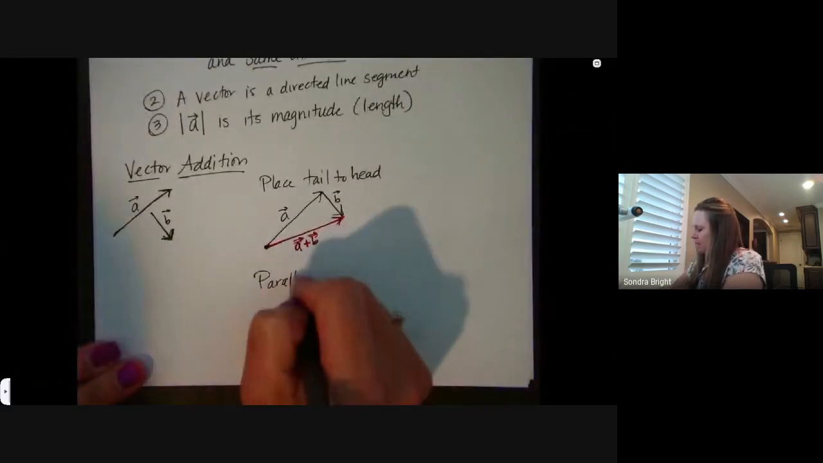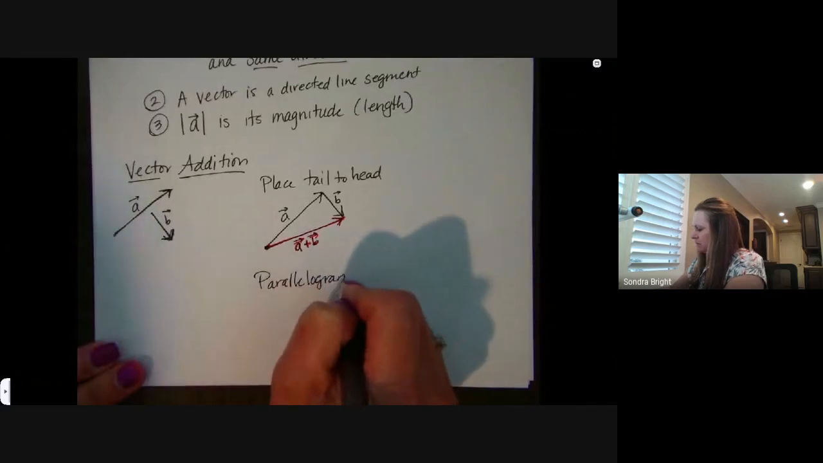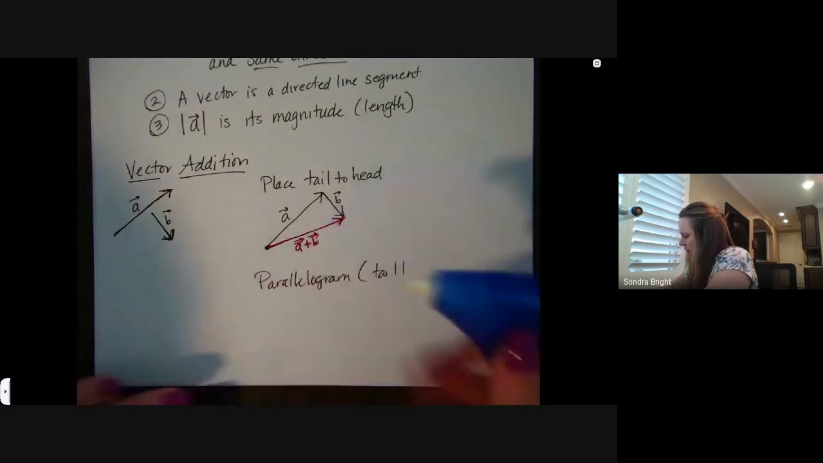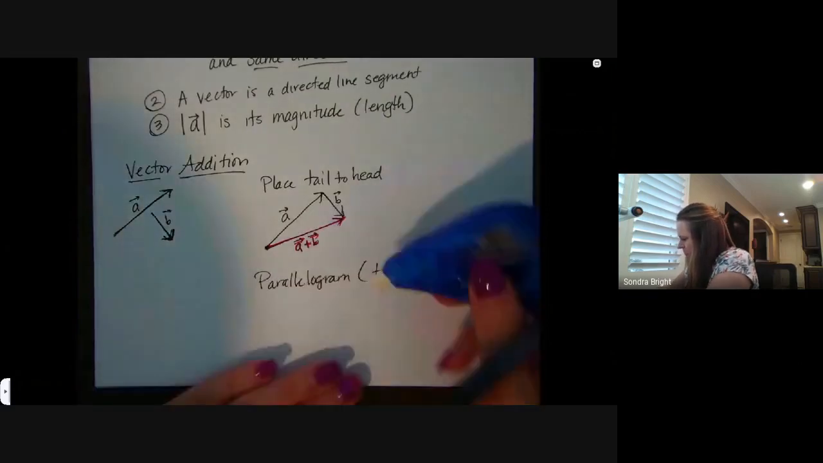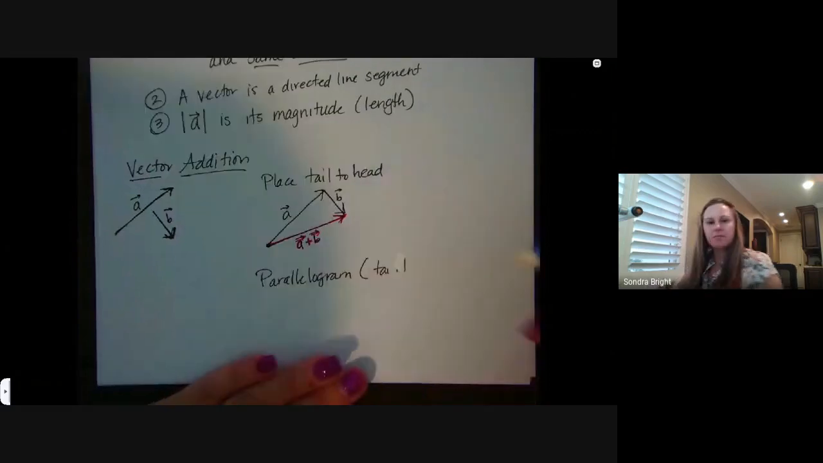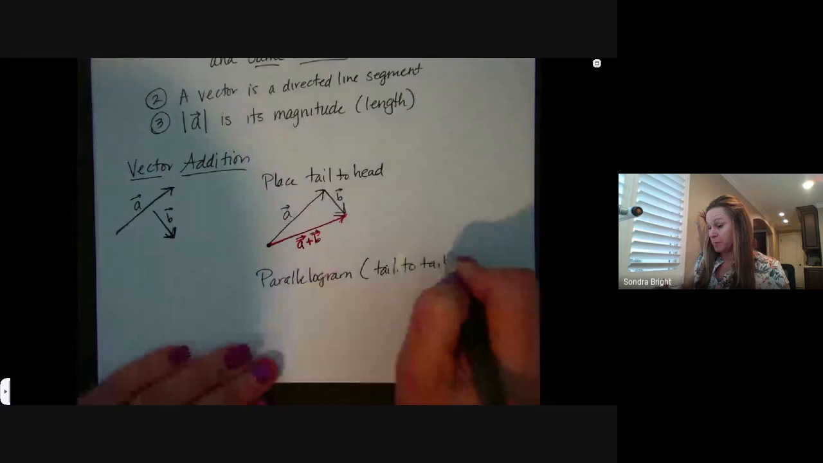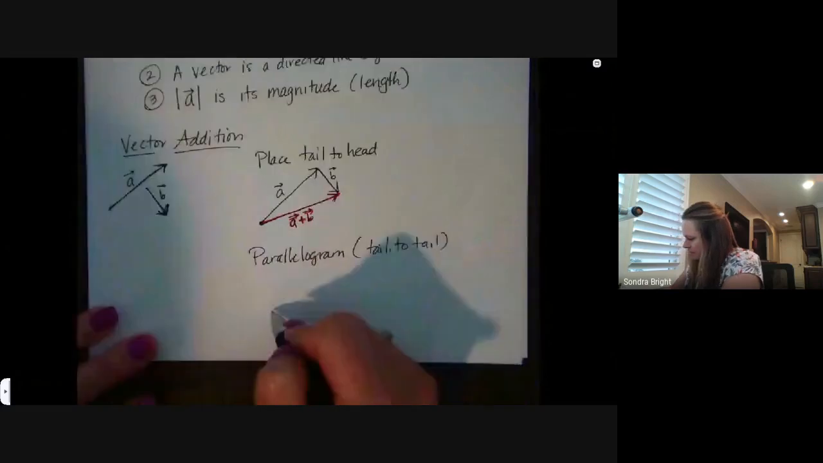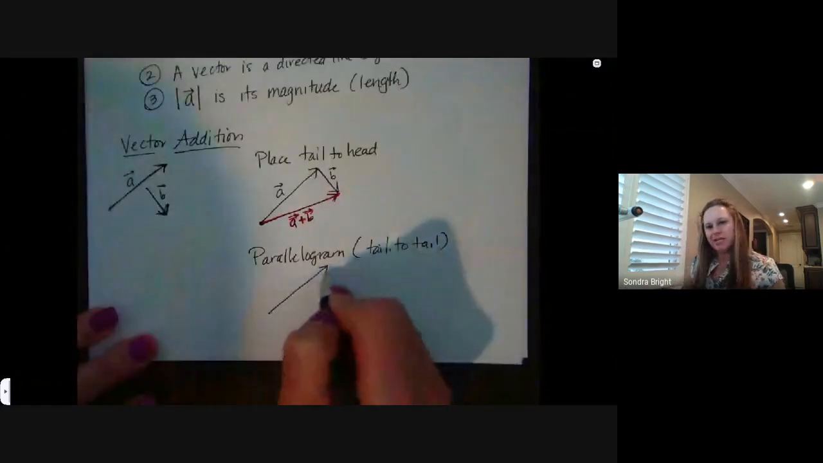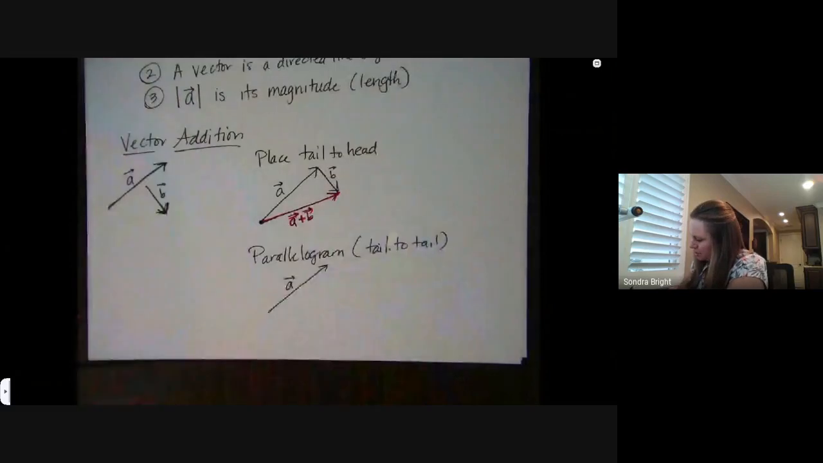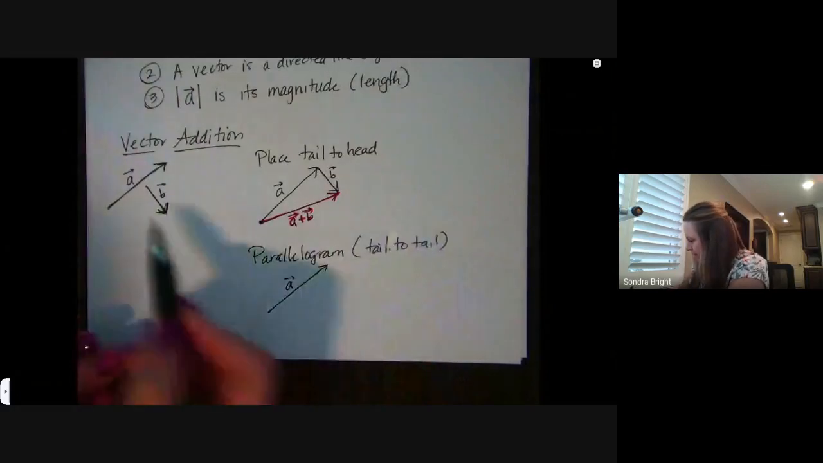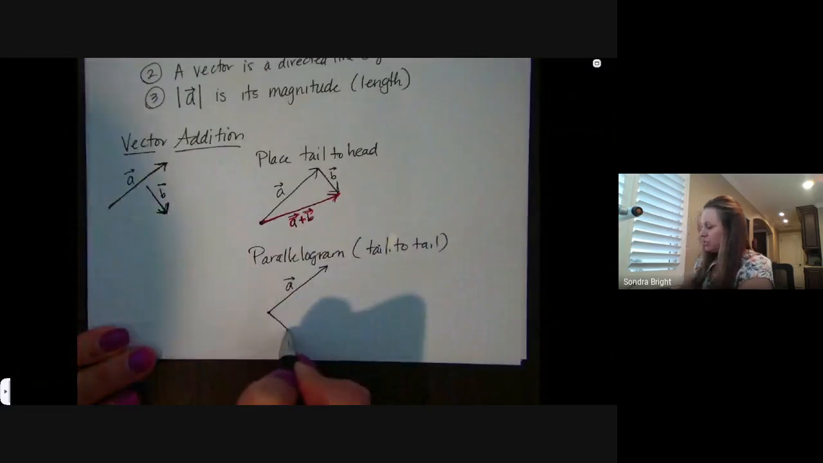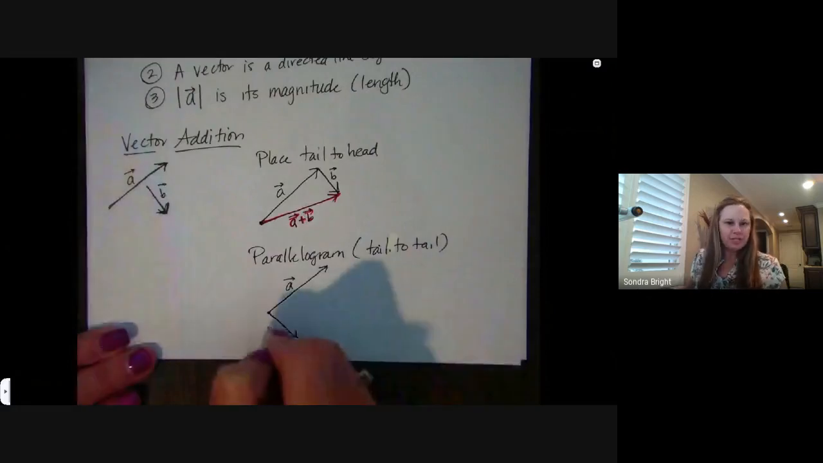In the parallelogram method, what you'll do is tail to tail. Meaning you'll start them both off tail to tail, at the same spot. So I'm going to duplicate A the best I can, same direction, same length. B, I'm going to start it there. I'm going to put their tails together and draw it maybe like that. There we go.